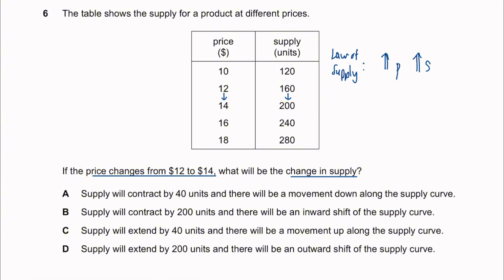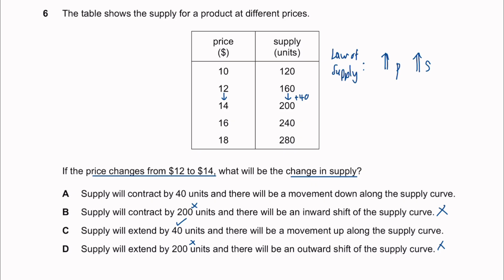Okay, so this one to this one, what will be the change in supply? You can see there will be an increase of supply by 40 units. So we can eliminate B and D, this is wrong. Supply will extend by 40 units. Actually, by looking at this table, you can know already. Extend by 40 units. This is correct.